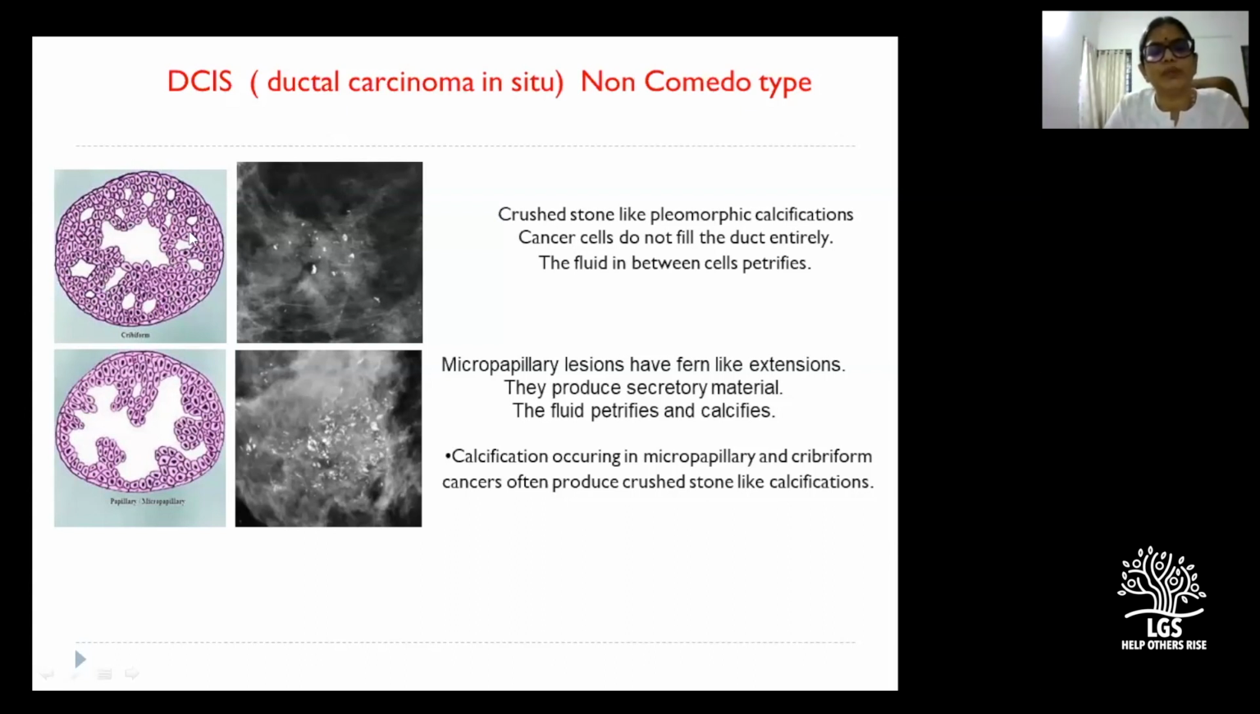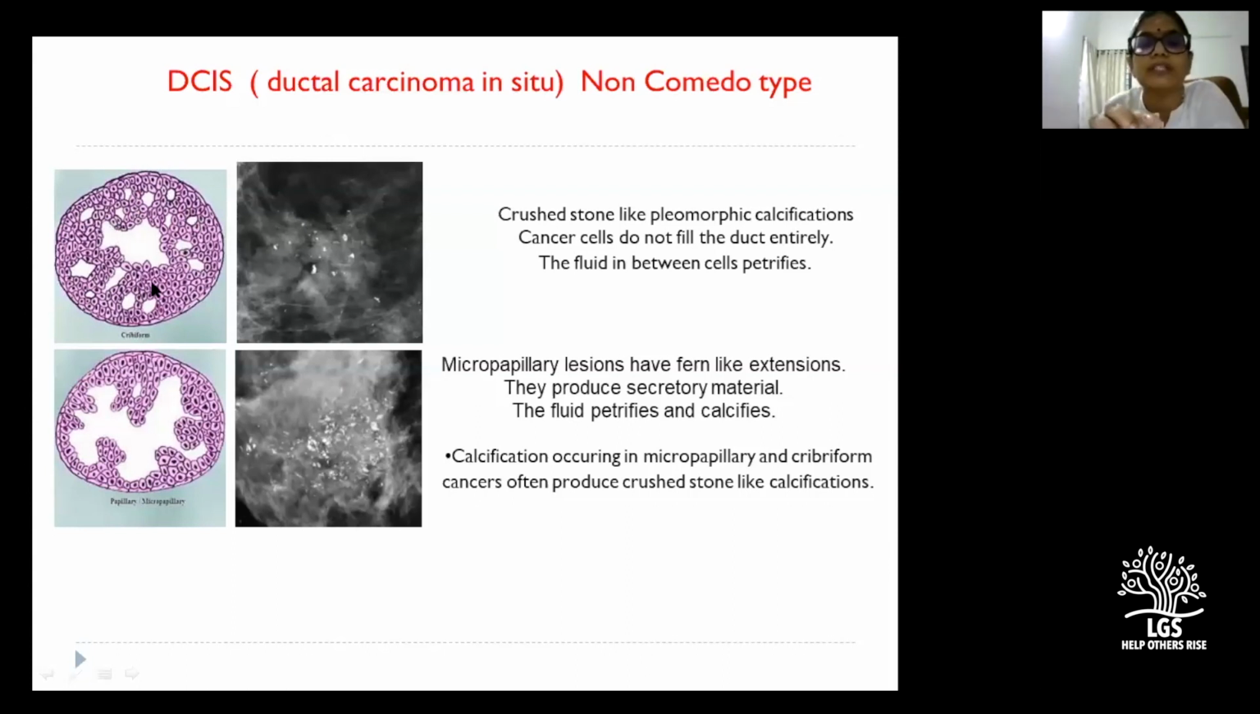Whatever fluid gets trapped in between the cells petrifies, and they calcify over a period of time, and this is what it looks like. These calcifications are not organized as if growing along a duct. They are kind of scattered. Again, the duct fills up to quite an extent, and these are scattered in a group, not scattered widely, but within that space in a cluster. And again, these spaces are not very organized and smooth.